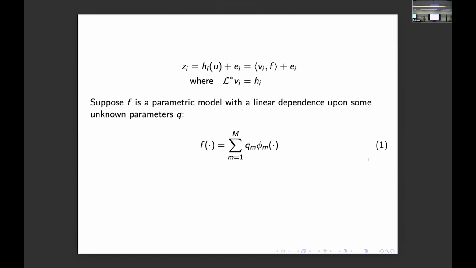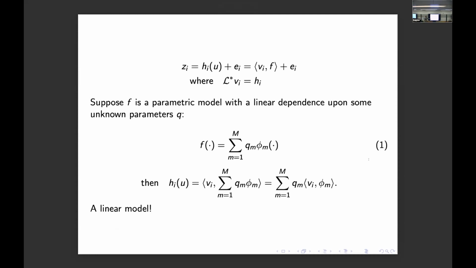So how does it help? Well, let's suppose that F is a parametric model with some sort of linear dependence upon some unknown parameters Q. In other words, let's suppose we've got a basis representation, or some sort of representation like this. So it's some unknown coefficients Q times some known basis vectors. If we're in a functional space, these are functions. We've seen people do this. I did it the other day, and various people, Claudia, had this kind of representation. So we've seen this kind of thing before.